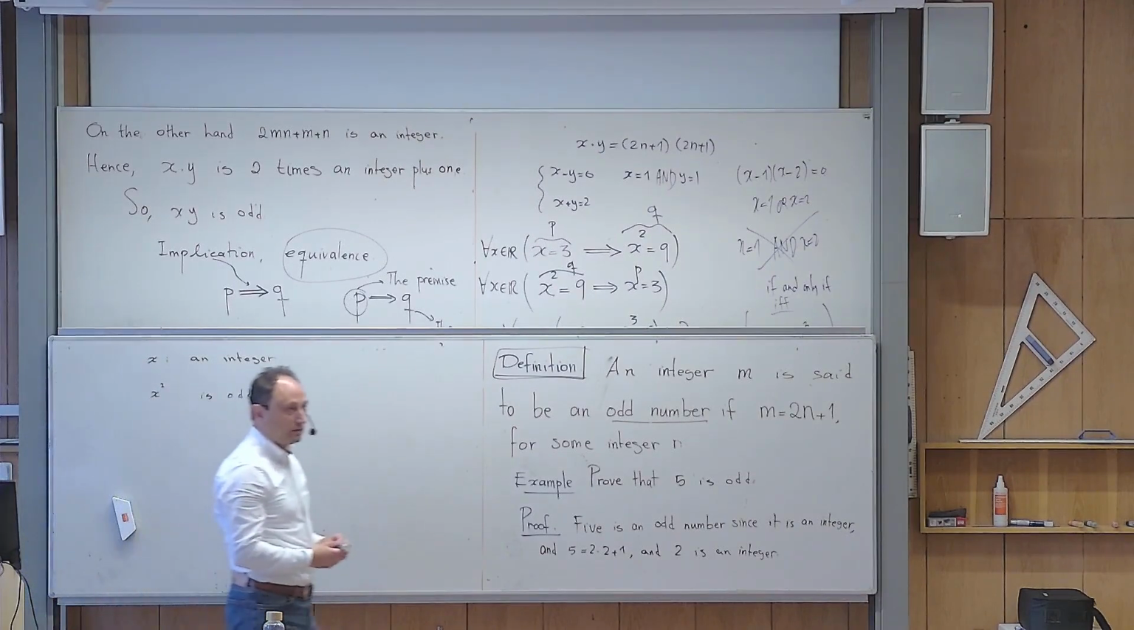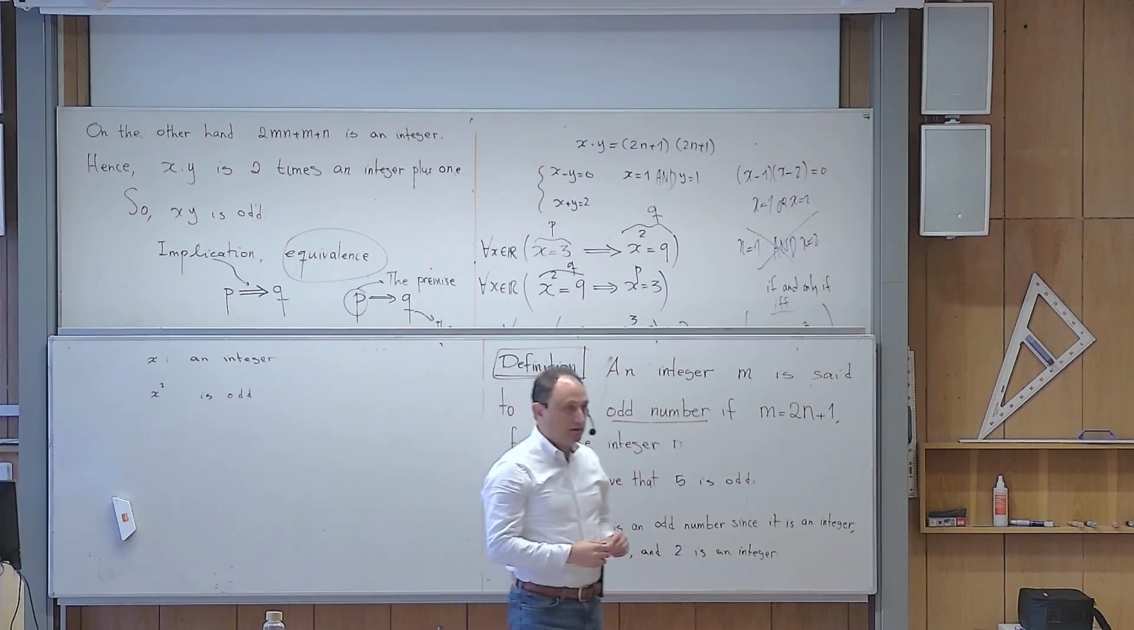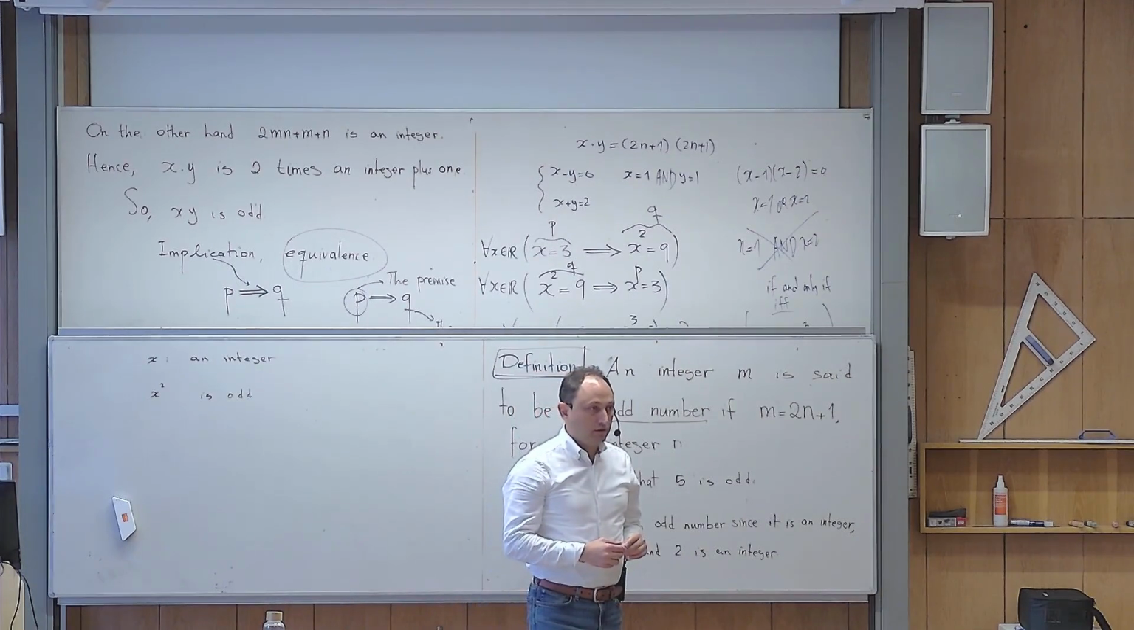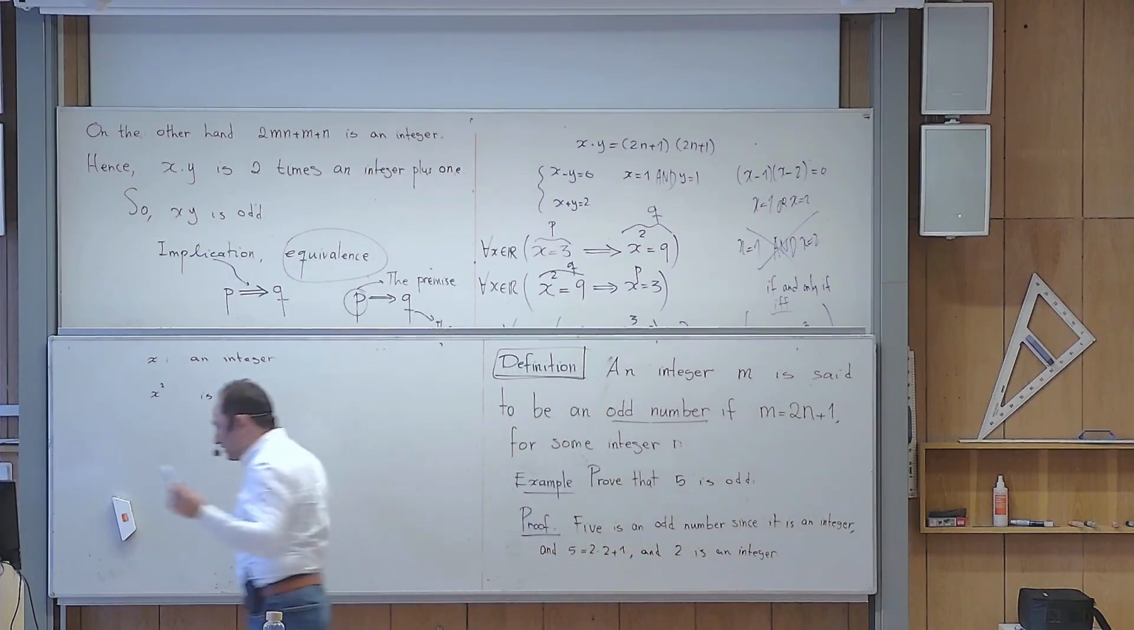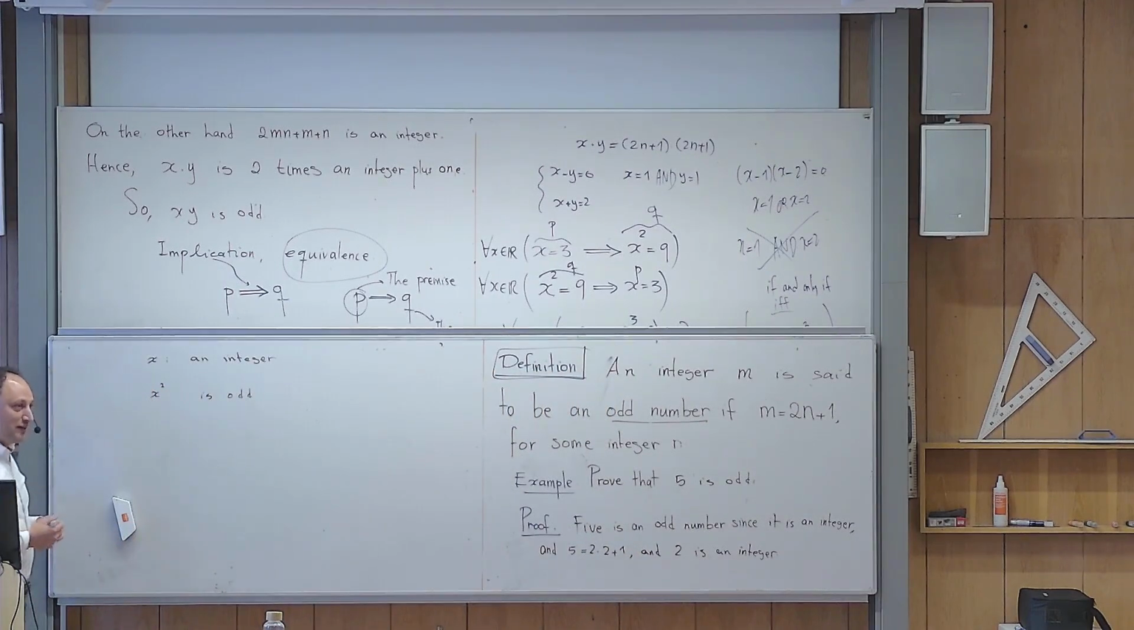So square root of x, square root of x power 2 should also be odd. So it should be 2. No, I don't understand you, okay? You have to be precise. The statement of the question is clear. X is an integer. We don't know odd or even, but we know something. We know x squared is odd. You want to prove for me that x is odd.